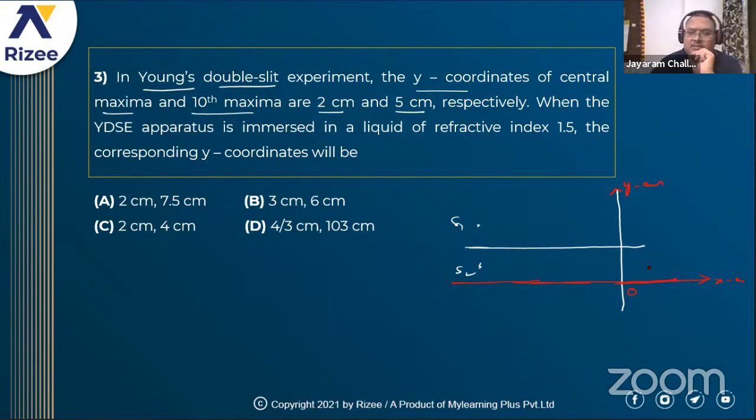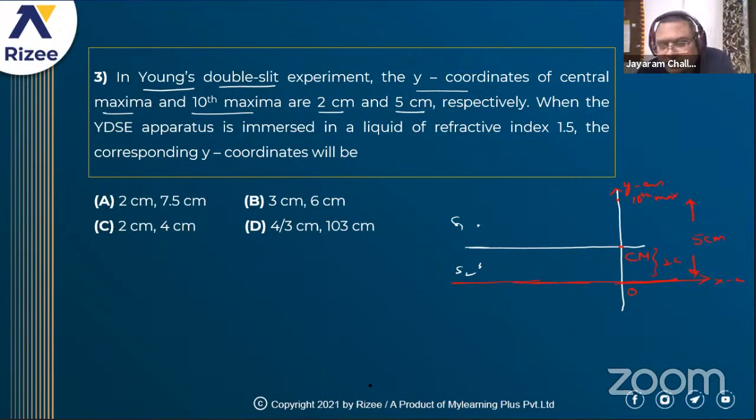That is your central maximum, so I'll mention this point as your CM. That is the central maximum, and that is the 10th bright fringe. That means this distance is going to be 2 centimeters, and this distance, where the 10th maximum is occurring, is at a distance of 5 centimeters from the origin. Okay, so this is the information that has been given over here.